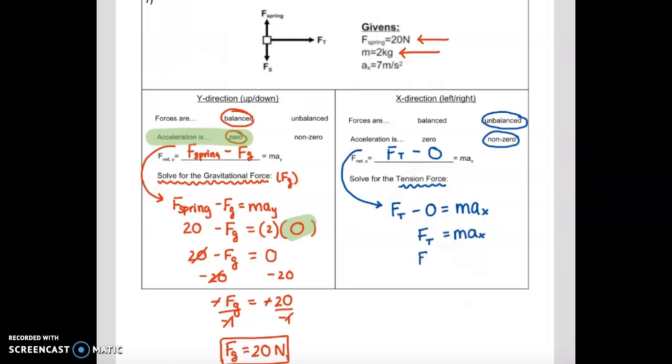I'm trying to find tension, so it makes sense I don't know that yet. I'm looking up here at my givens, and I know that my mass is 2 kilograms. And the acceleration in the x direction is 7 meters per second squared. I want you to know that if your acceleration ever is listed as negative, you should include that negative in this equation. I'll simplify this out. 2 times 7 is 14. But as always, I need to get some units on this answer. And since I just solved for the force due to tension, I know the units must be newtons.